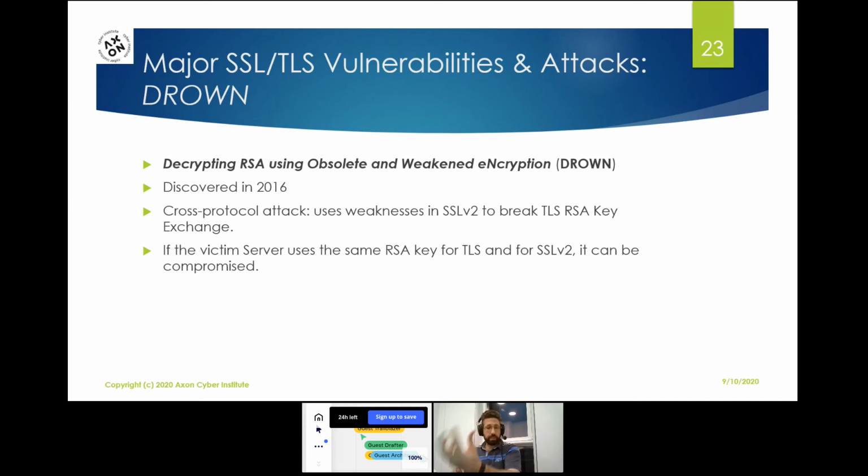If a web server supports TLS and at the same time it has SSL version 2 enabled, even though it's not using it by default, it's still enabled. What the hacker can do, by doing some work with SSL version 2, is extract enough information to reveal the secret of a TLS communication. This is exactly what it does. So if the victim server uses an RSA key or RSA certificate for both SSL version 2 and TLS, then the hacker can use SSL version 2 characteristics to decrypt a TLS communication or TLS session.